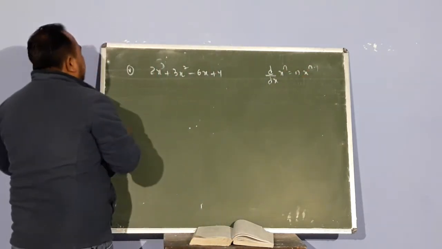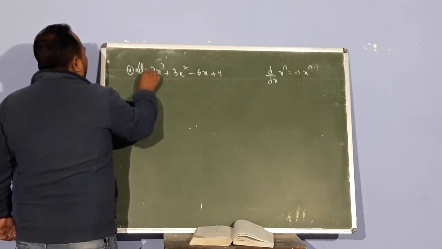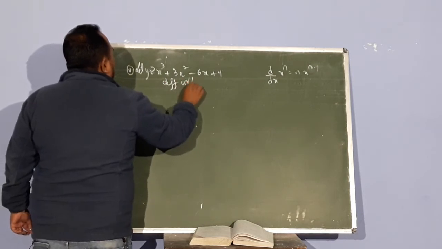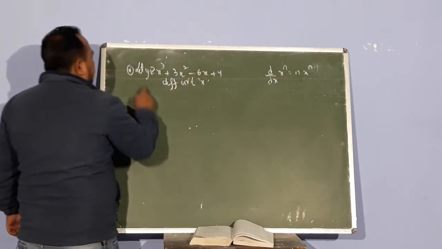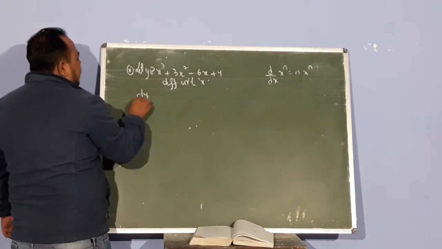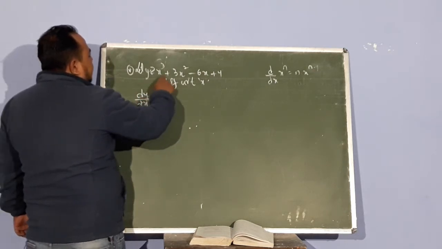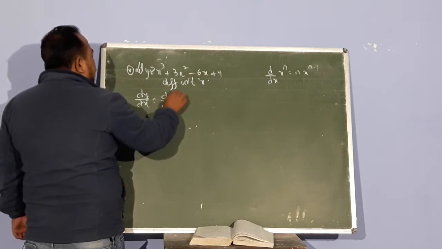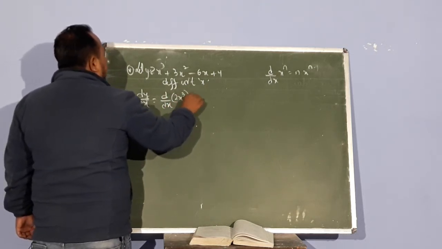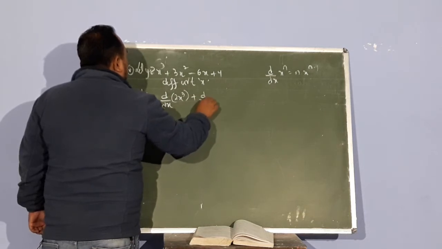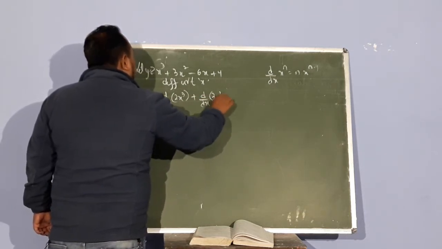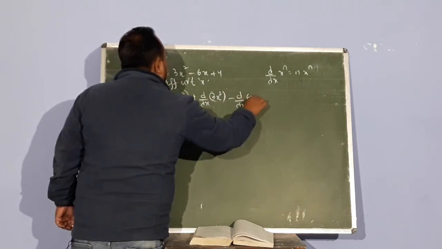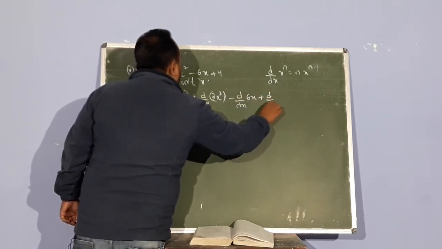So you are going to start by writing let y equal to this. So differentiating with respect to x, differentiation of y will be dy by dx. So since there is a plus and a minus sign in between, you have to differentiate them individually. So d by dx of 2x cube plus d by dx of 3x square minus d by dx of 6x plus d by dx of 4.